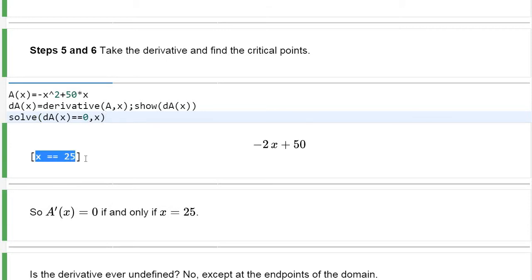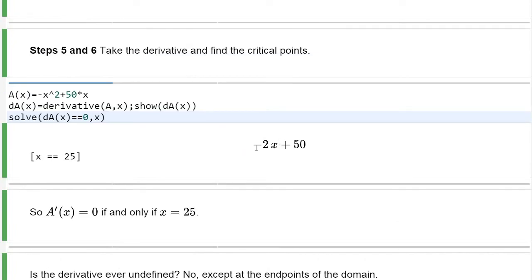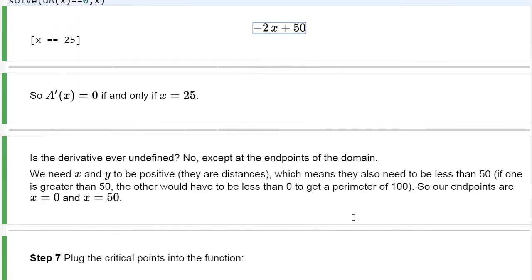One place, x equals 25. Is the derivative ever undefined? Well, no. Here's the derivative, it's this line. The only issue we have to worry about with that line is the endpoints of the domain.